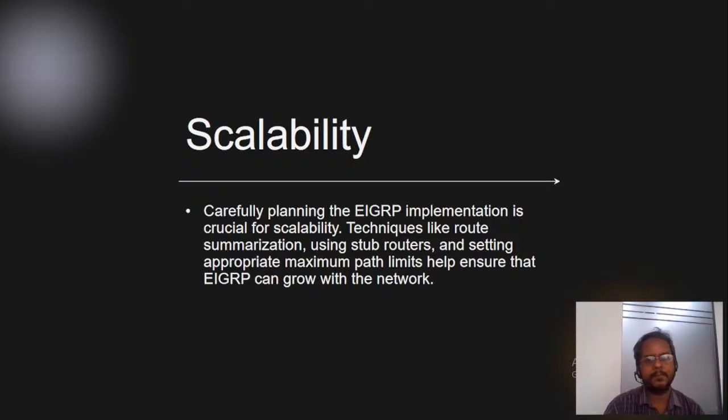Then scalability means that carefully planning the EIGRP implementation is crucial for scalability. Techniques like route summarization, using stub routers that I talked to you about, and setting an appropriate maximum path limit for load balancing help ensure that EIGRP can grow with the network.